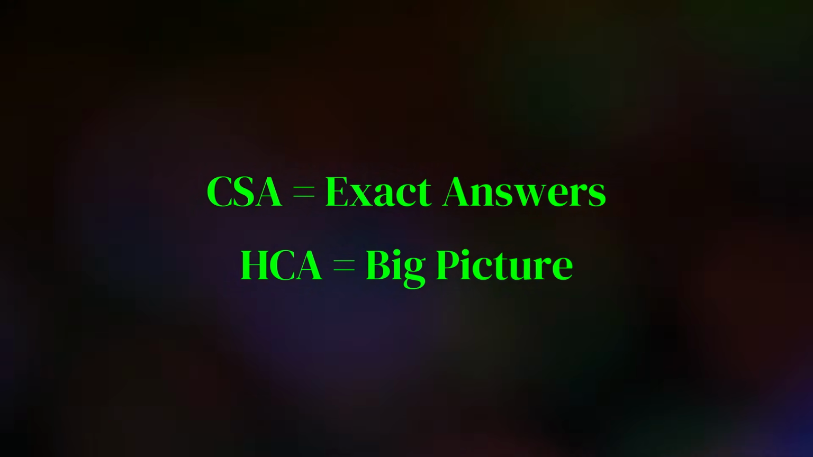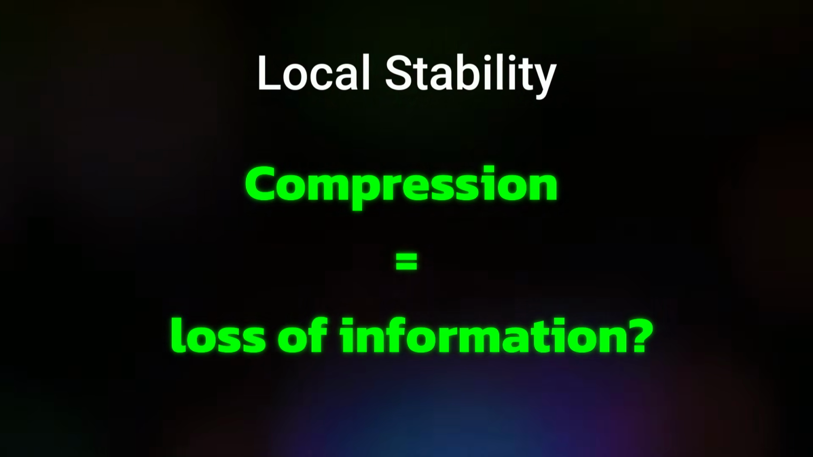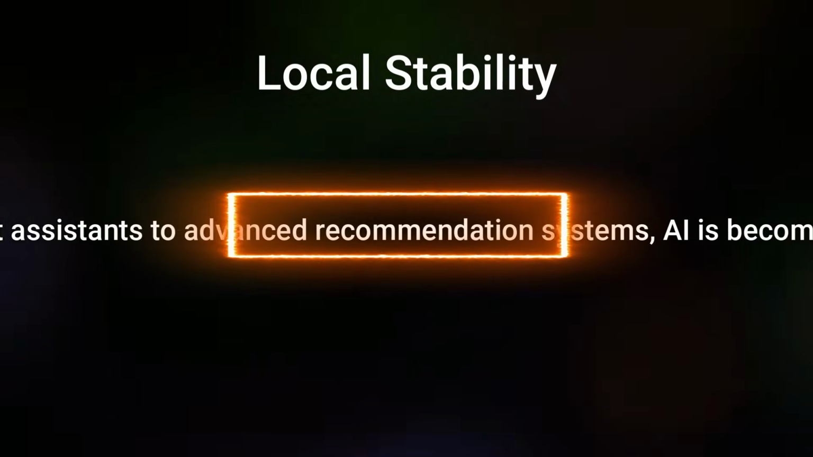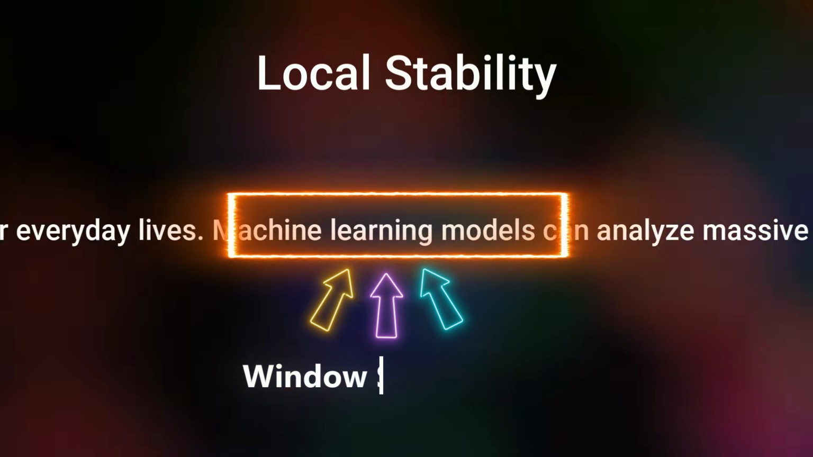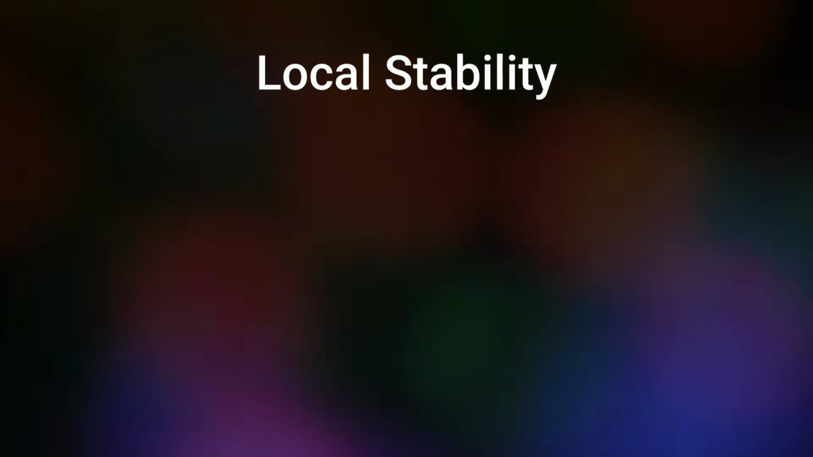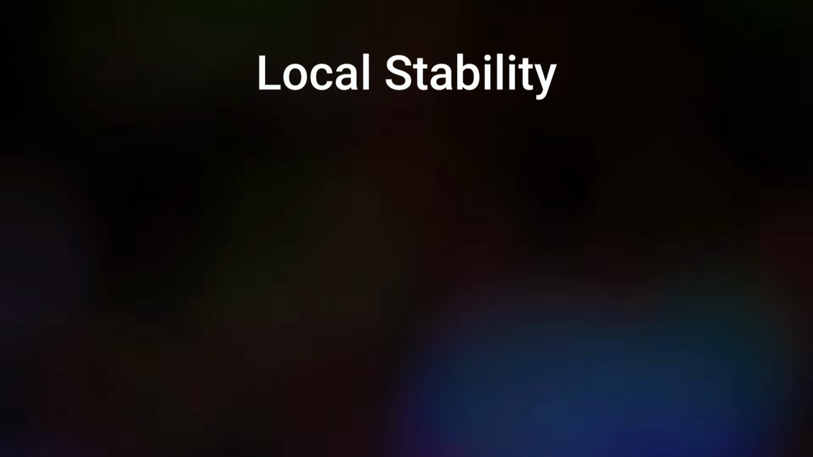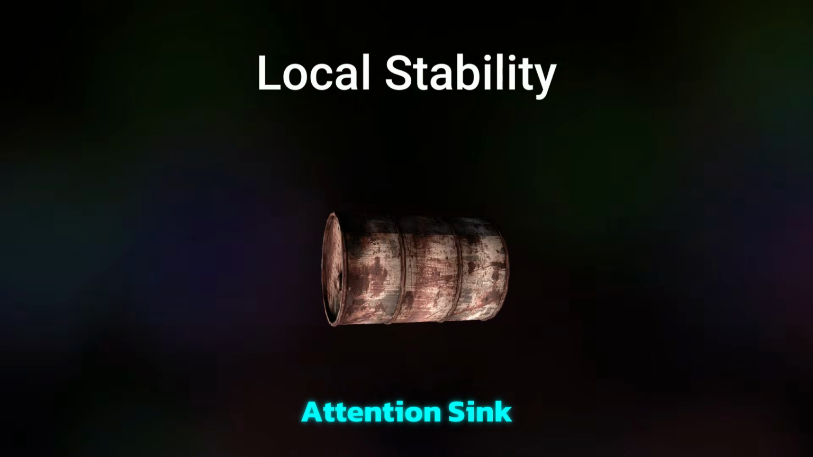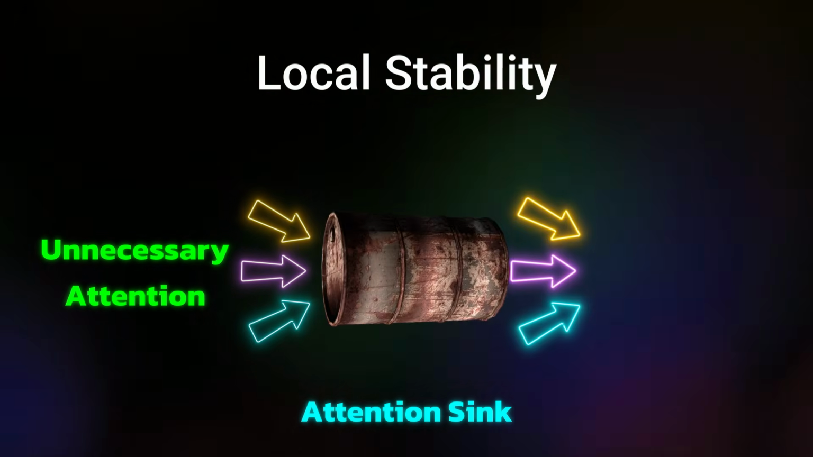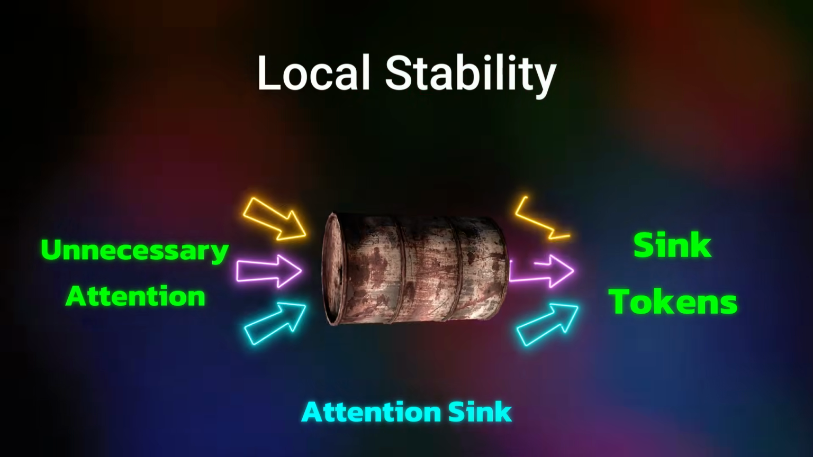Together, perfect balance. But what about recent details? What if compression loses important context? DeepSeek solved that too using sliding window attention. With a window size of 128, this keeps the latest tokens fully uncompressed. So recent information stays sharp and crystal clear. They also use something called attention sinks, which helps dump unnecessary attention scores into special sink tokens, preventing instability that usually breaks long context models.